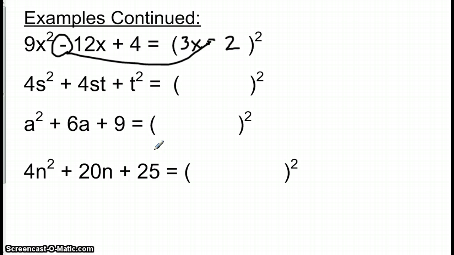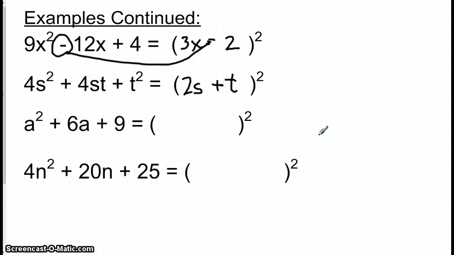Okay? In the second one, the square root of the first term is 2s. In this case, we're adding, so we're going to put a plus here. And the square root of the second is t. Okay? Think about the next one.